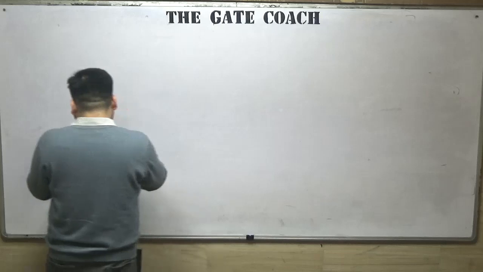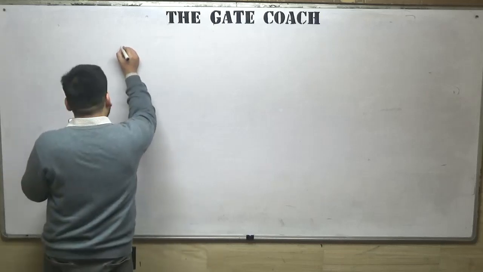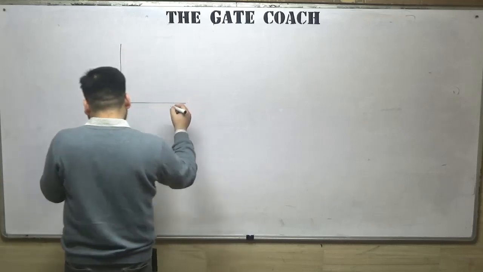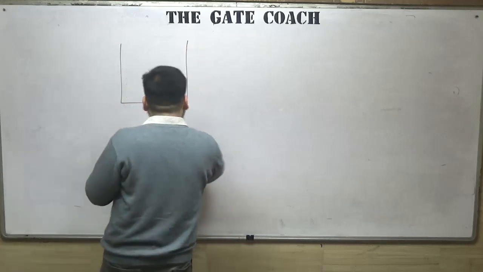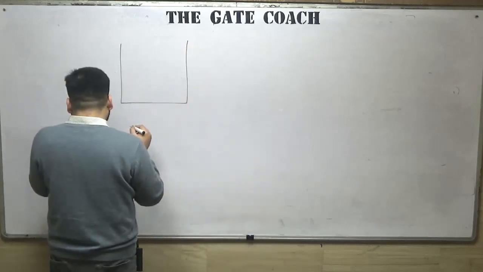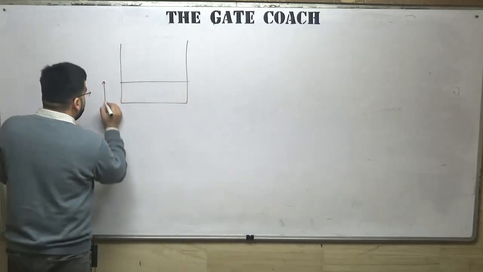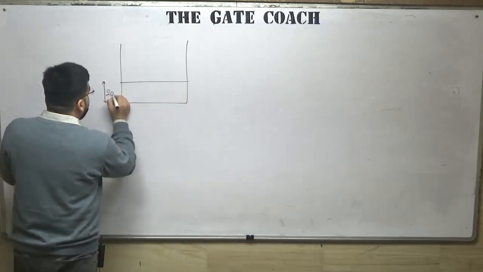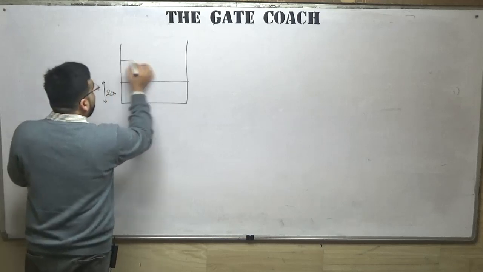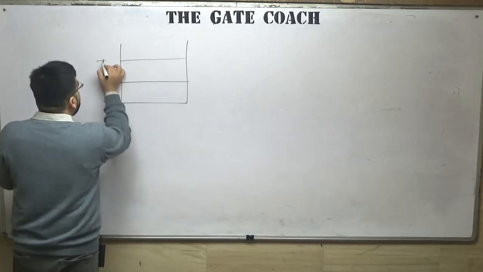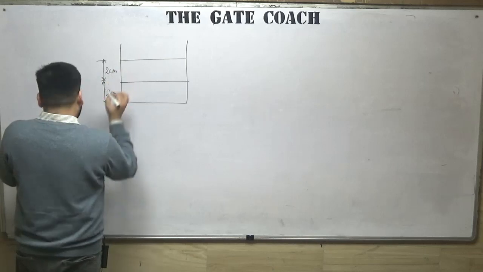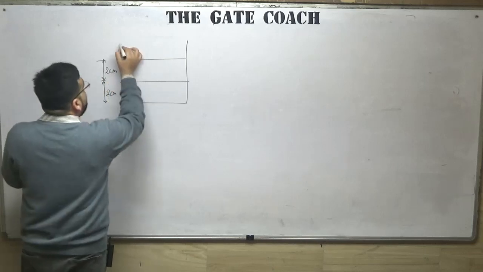Some tank was given to you on the left hand side. This was a tank, and the tank was divided into 1, 2, 3, 4 parts. Again, it is a memory based question, the values might change, okay, please. So it was 2 centimeter, and again from here to here it was 2 centimeter. Again it was 2 centimeter.